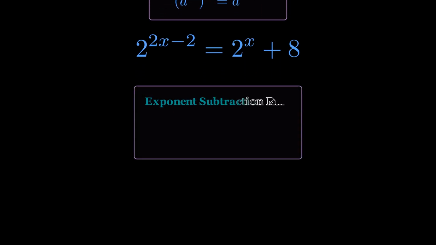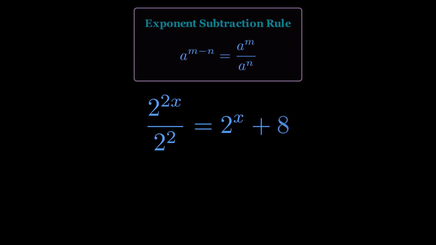Now here's another useful fact. Subtraction in an exponent is the same as division. A to the m minus n equals a to the m divided by a to the n. Let's use that to rewrite the left side. So this becomes 2 to the 2x divided by 2 squared, and we can simplify that denominator right away. 2 squared is 4. Now here's where it gets interesting.